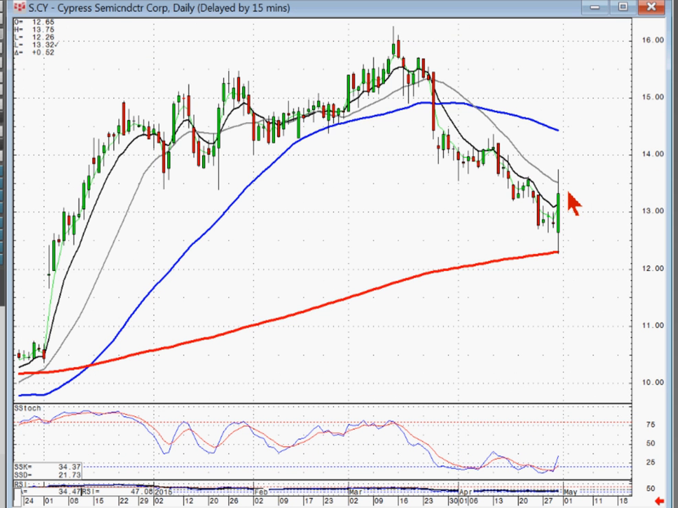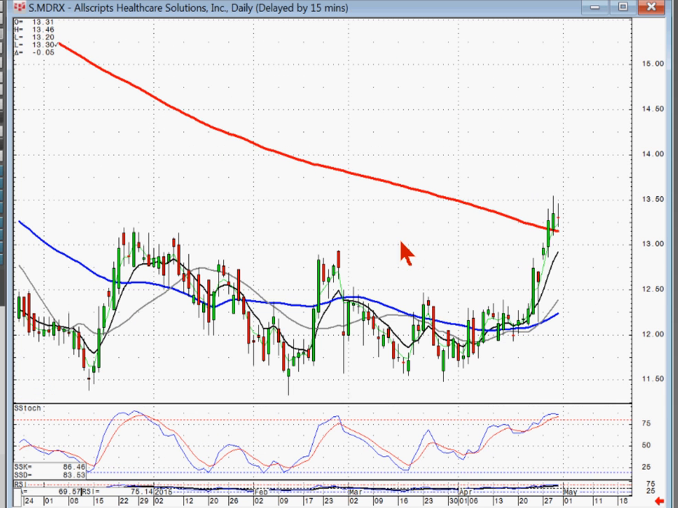Cypress we like. That's a nice left-right combo. Again, your doji followed by a bullish engulfing signal. The doji represents indecision. The bullish engulfing signal tells you what decision they made afterwards. And MDRX, you stay long. Don't want to see it close back below the 200 right now. That would put you back in the bobble.